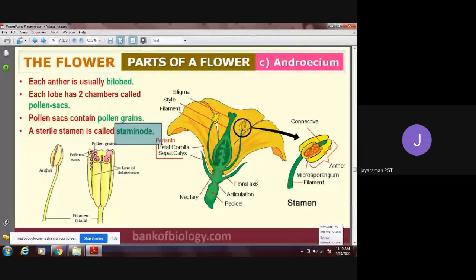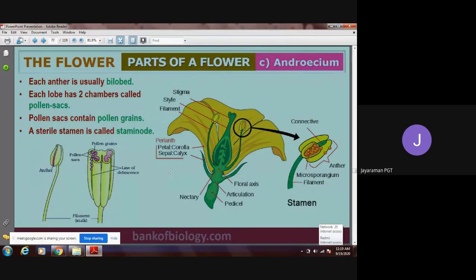Name the following: the sterile stamen. A stamen that is not producing pollen grains is the staminode.